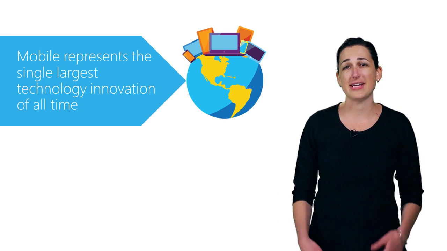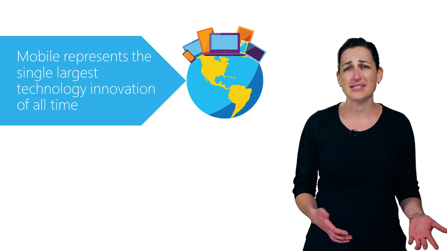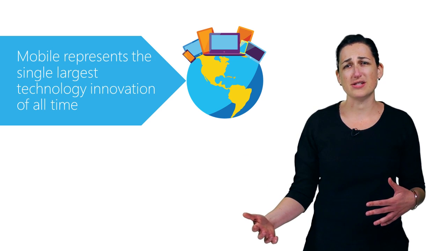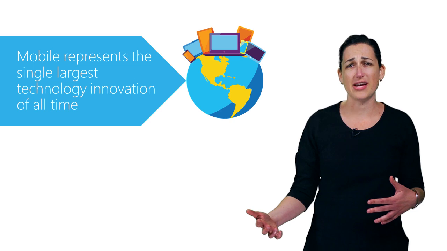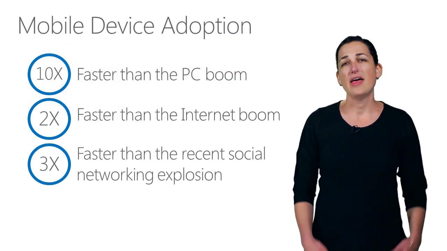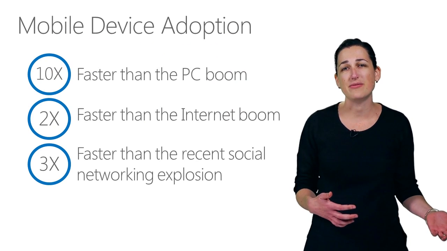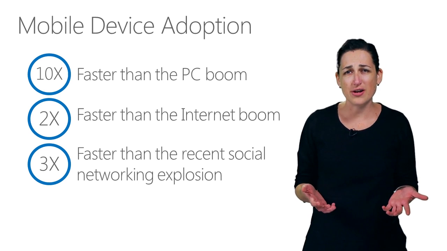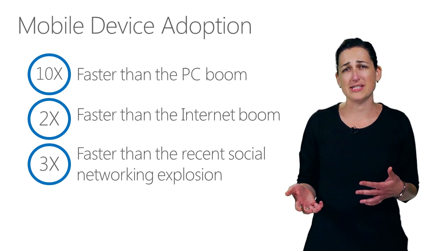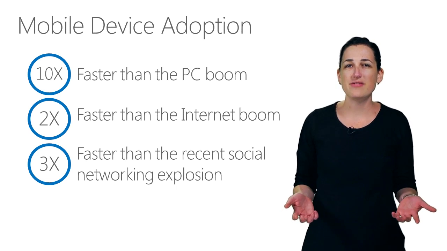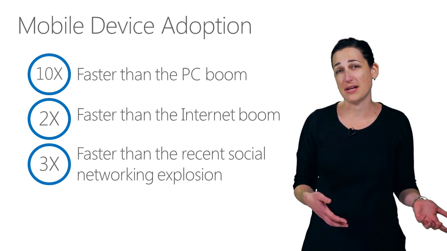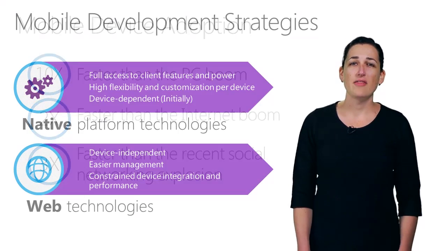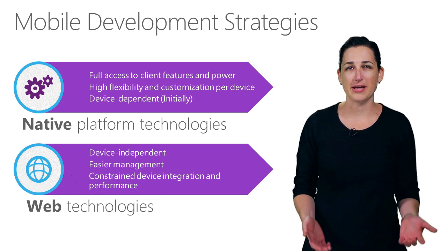Developers building customer-facing apps need to reach the breadth of devices that exist in the consumer market, and developers building internal-facing business applications are being asked to target the same breadth of personal devices that employees bring into the workplace. The pace of smartphone adoption is like nothing we've seen before. It's happening 10 times faster than the PC boom of the 80s, 2 times faster than the internet boom of the 90s, and 3 times faster than the recent social networking explosion. In 2015, the mobile internet will overtake the desktop internet, and 90% of enterprises will have 2 or more platforms to support. There are 2 common approaches to building mobile applications.